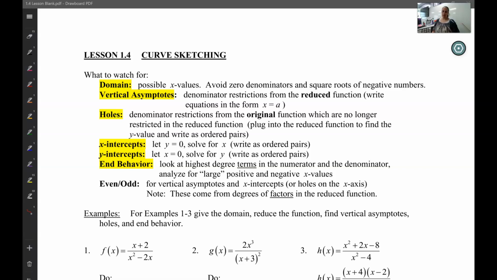Hi, welcome to lesson 1.4 where we talk about curve sketching. Now this is actually mostly a review. You should have learned most of this in secondary math 3. So we're going to review a couple vocabulary words right up here.